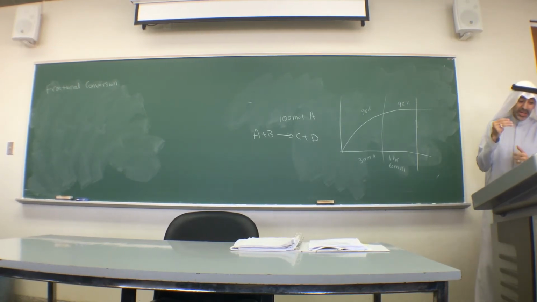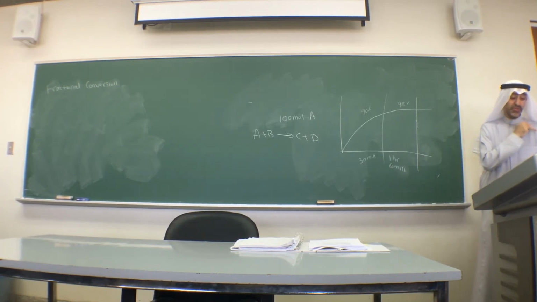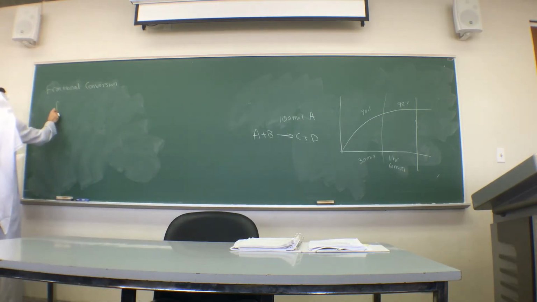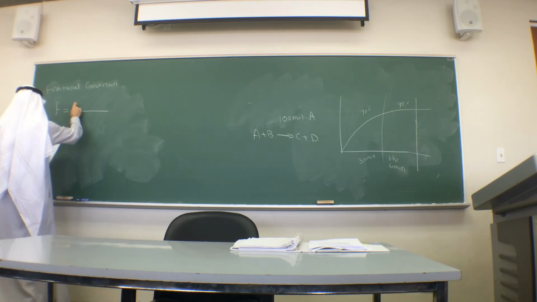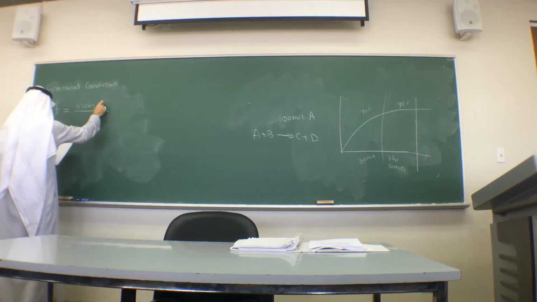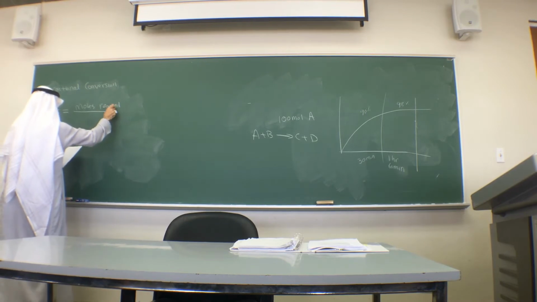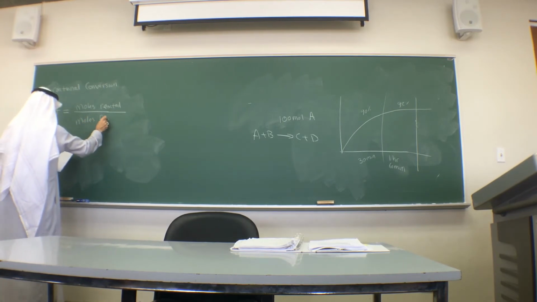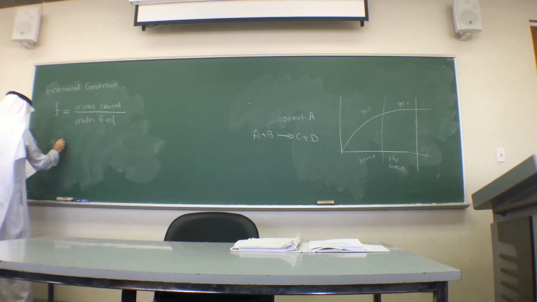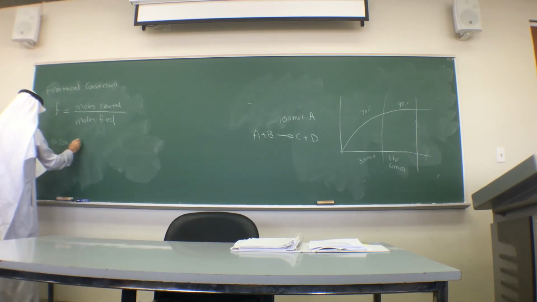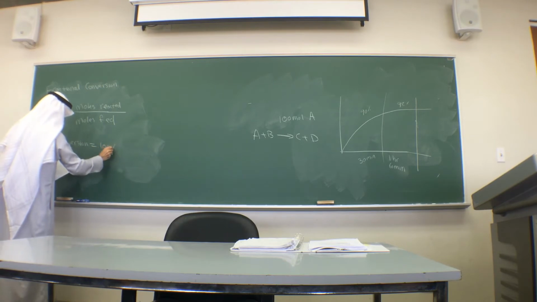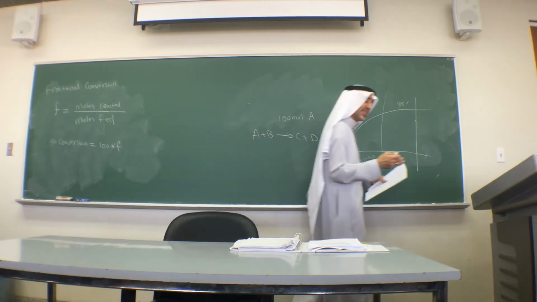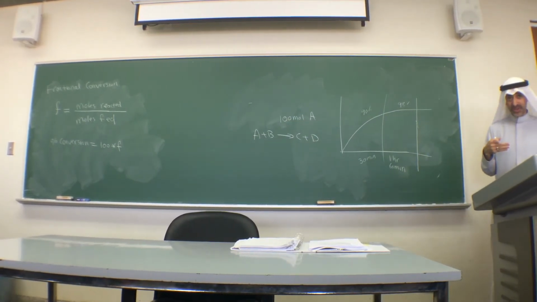Okay, how can we calculate the fractional conversion of a reactant? Fractional conversion of the reactant, they call it f, equals moles reacted divided by moles fed. The percent conversion equals 100 times that. Clear, guys?